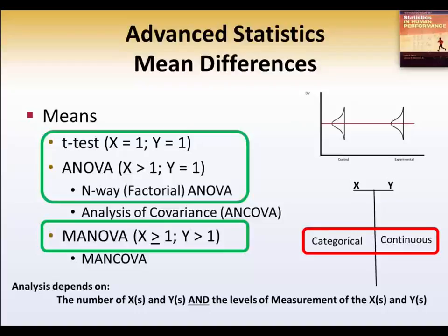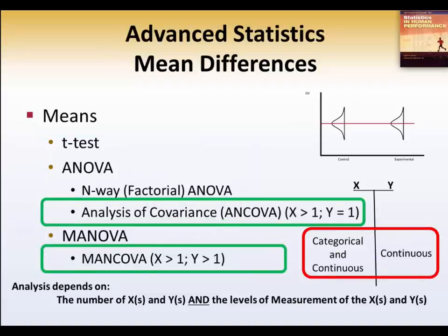In the t-test, you have one x variable and one outcome variable, y variable. Analysis of variance, you can have more than one independent variable and one dependent variable. In MANOVA, you can have either one or more independent variable and you have more than one dependent variable. So there's some commonality amongst these tests. Similarly, in the next slide, there's some commonality about analysis of covariance.